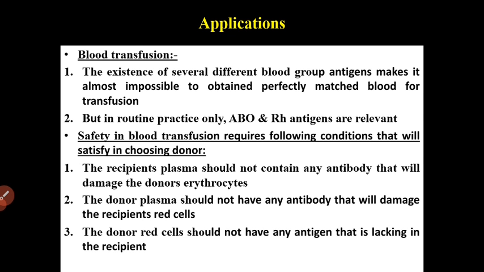After ABO grouping and Rh typing of the donor and recipient, it is invariably necessary before transfusion to perform a cross matching to ensure that the donor's blood is compatible with the recipient's blood. Fine. Now moving ahead. Next, hemolytic disease of newborn.